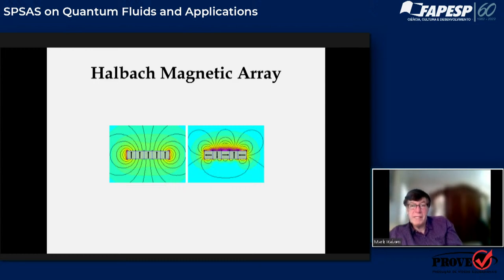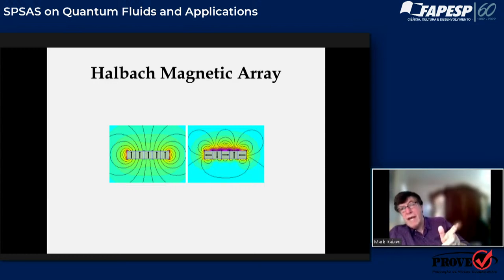And there's a particular geometry that maximizes the magnetic field on one side, and that's called a Halbach array. Some of you may have heard about this. What I show in the left picture is the magnetic field lines from an array of magnets that are all aligned in the same direction from north to south.